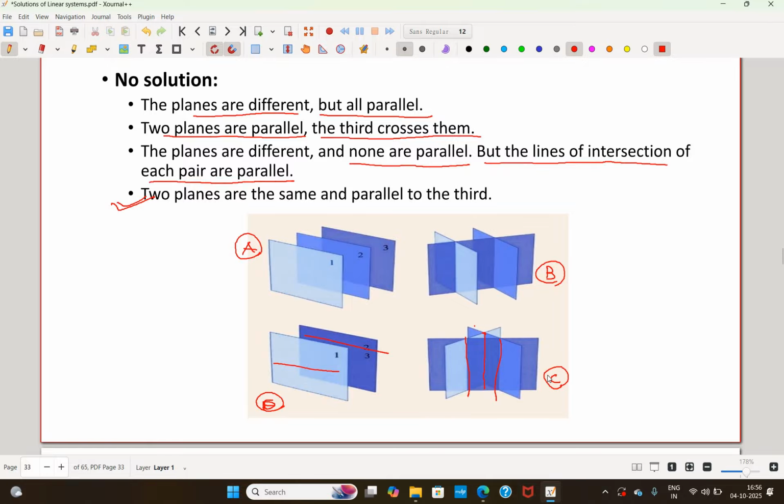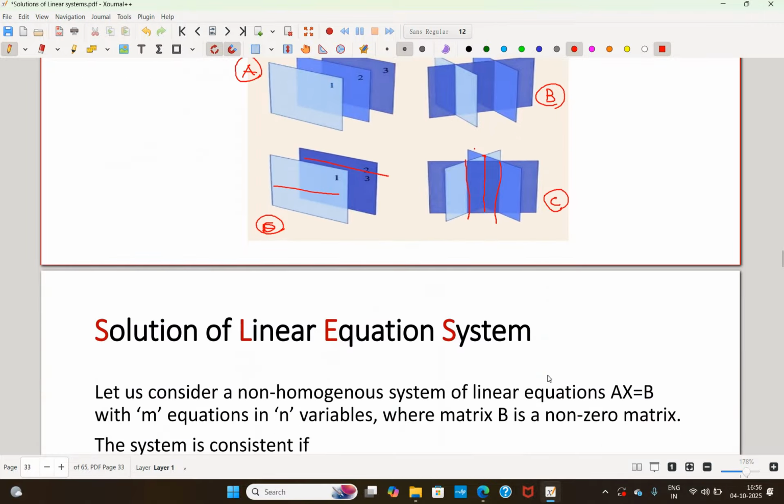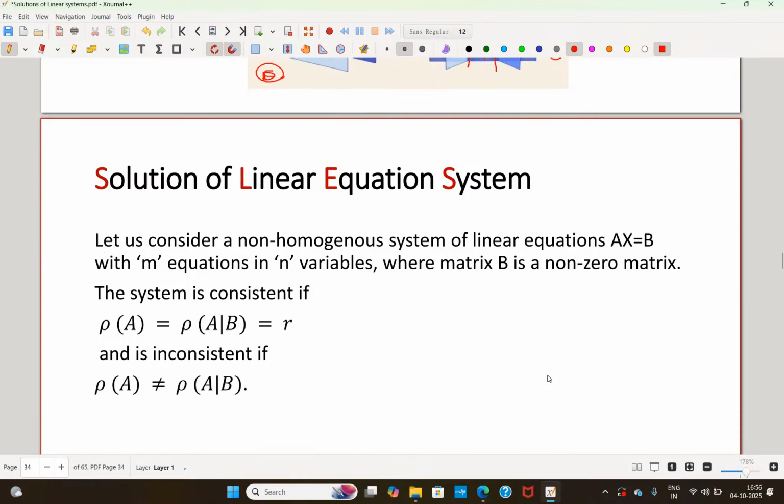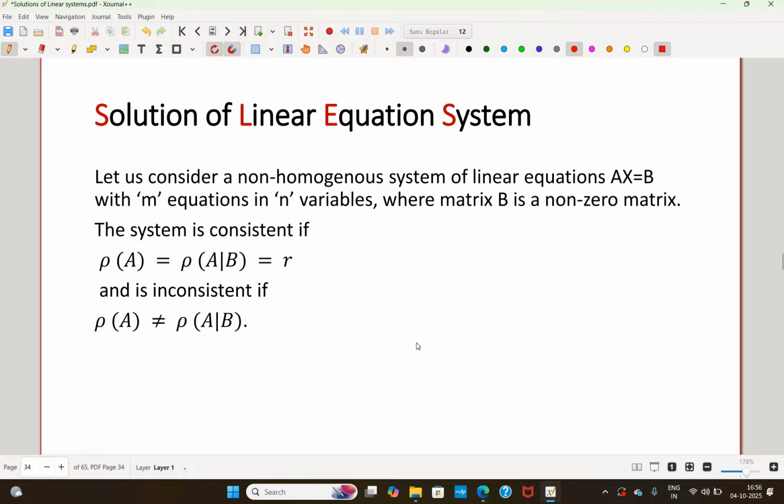So in all four cases, we are having no solution to the system. So this is the geometrical interpretation of a system of linear algebraic equations. And now let us focus on how we should proceed further to solve the system of linear algebraic equations manually.